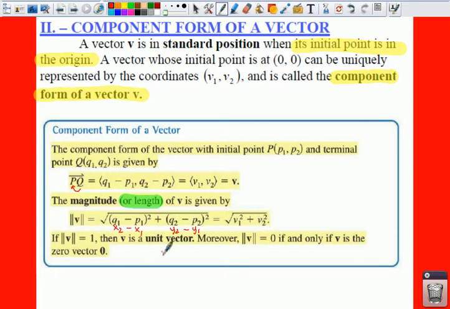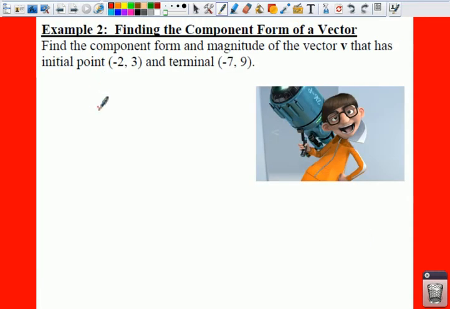If your magnitude is equal to 1, this is called your unit vector. If it's equal to 0, if and only if, this is called your zero vector. You really don't run into that very often. So let's look at example 2.